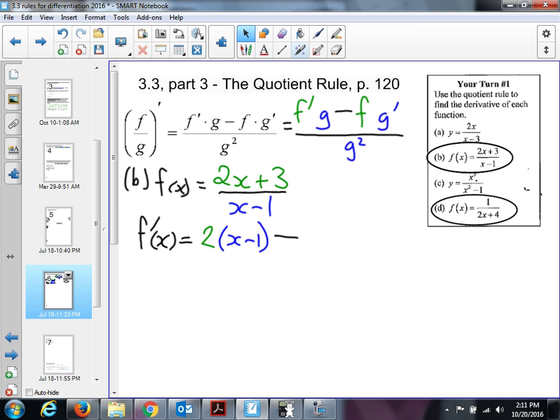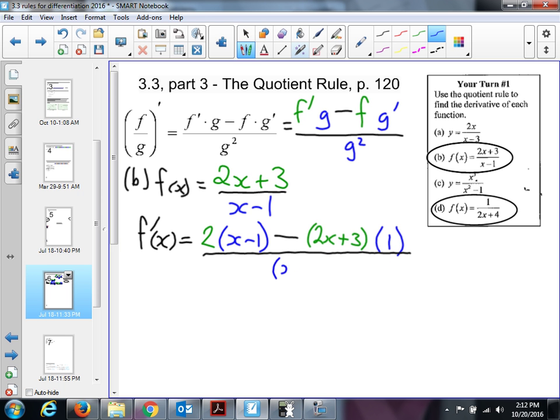Subtract the top expression left alone, the derivative of the bottom expression. So, the top expression left alone, 2x plus 3. The derivative of the bottom expression, x minus 1, is just 1. I'm going to write it down just so you know that I've taken care of it. You wouldn't normally write that down. All over the bottom squared, x minus 1 squared.